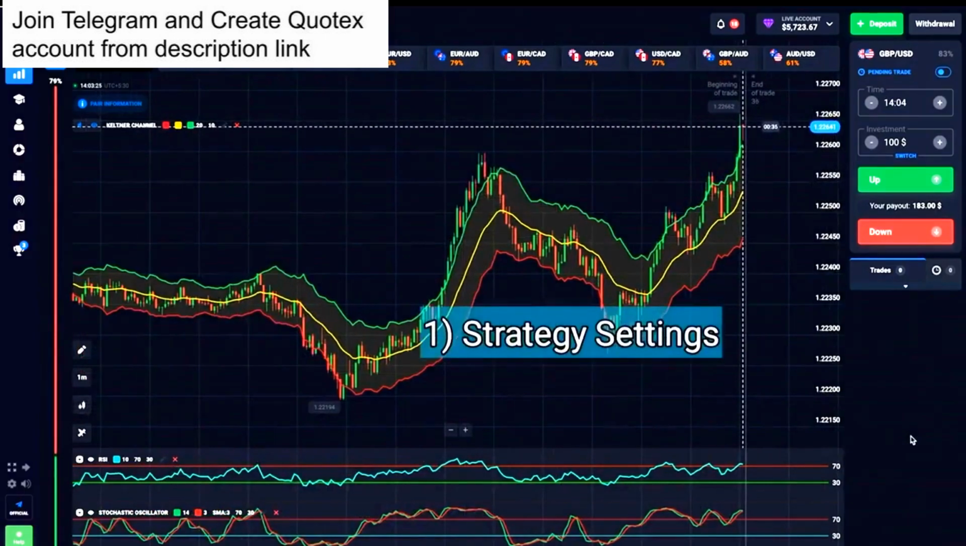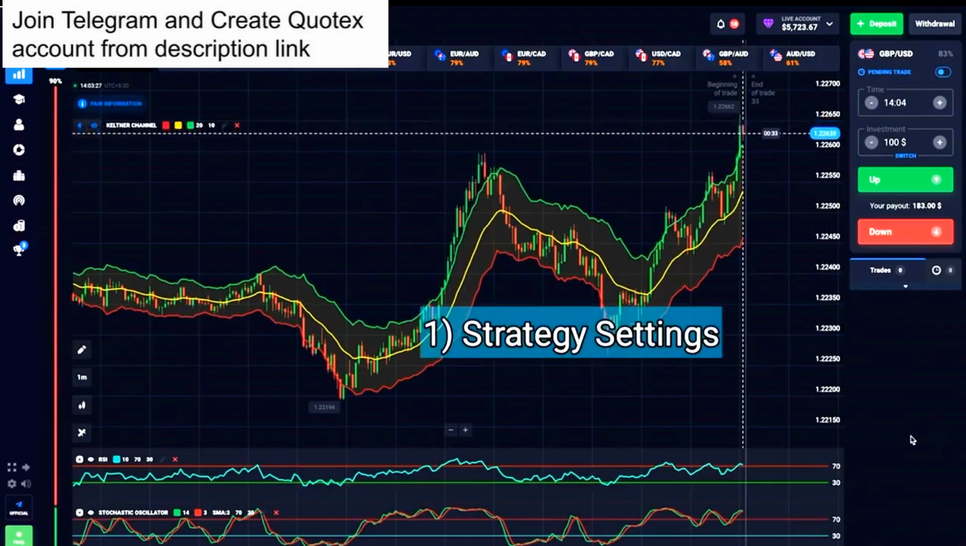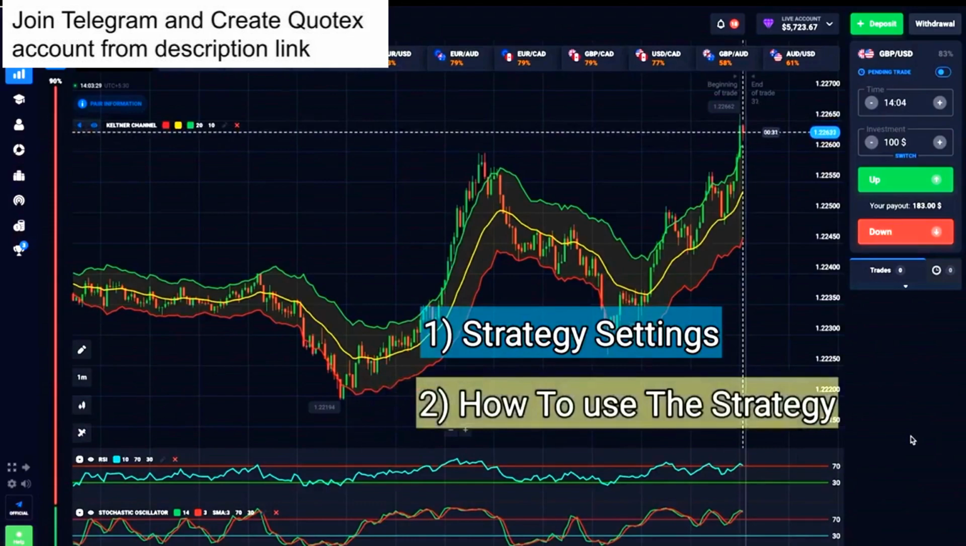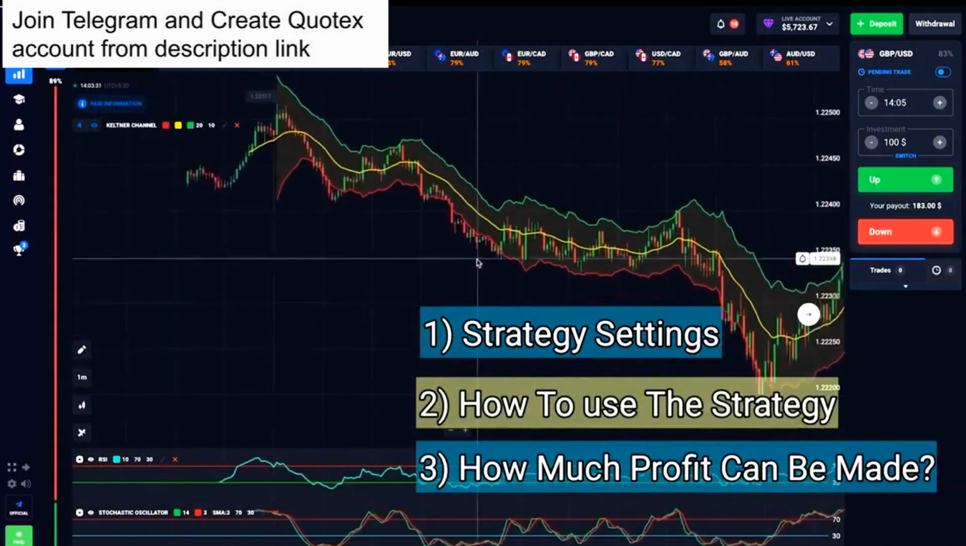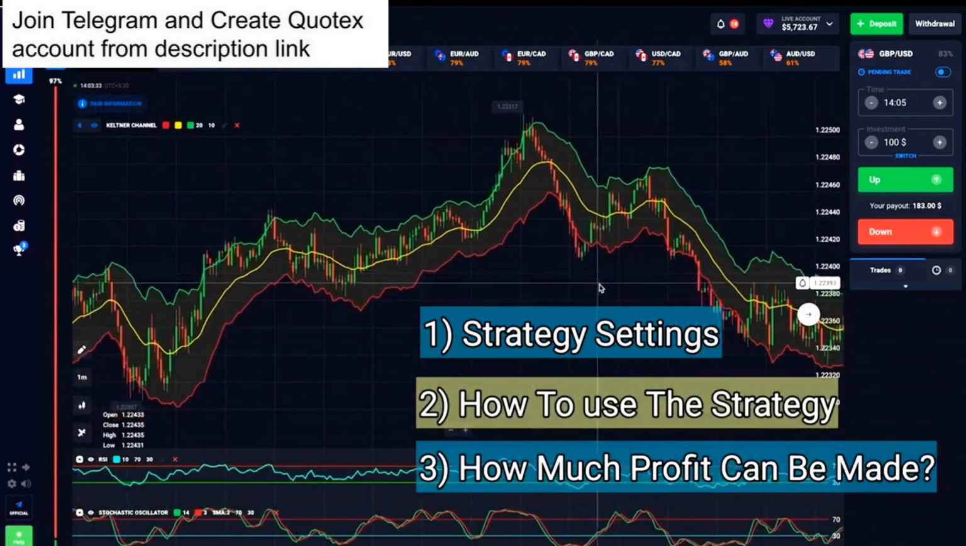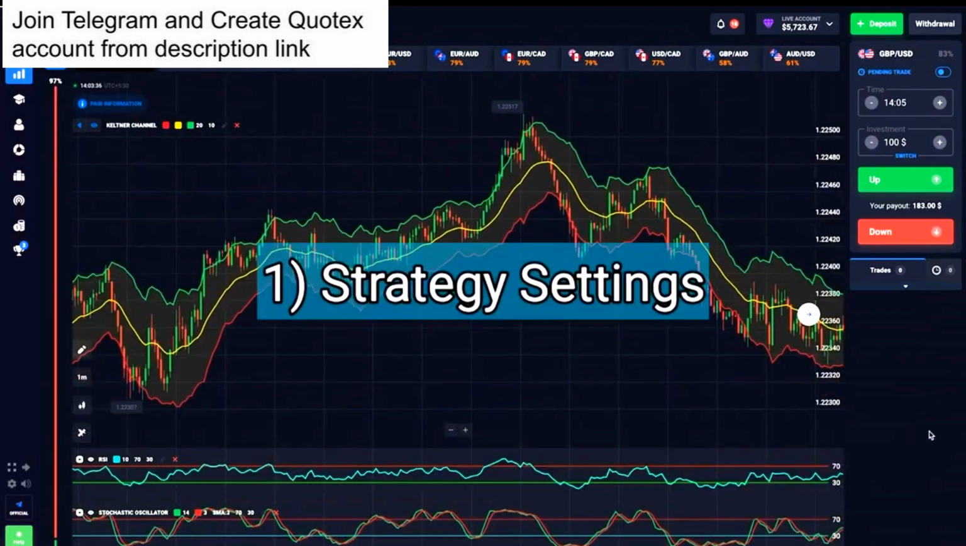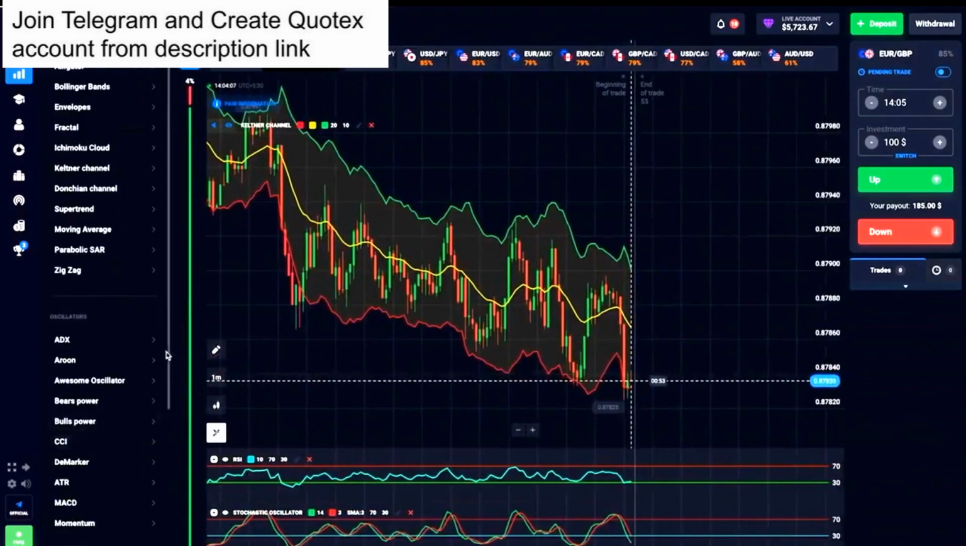1. Full details of the settings of the strategy. 2. How to use it. 3. How much profit can be made. So first of all, we understand the settings of the strategy, so you have to add 3 indicators to it.